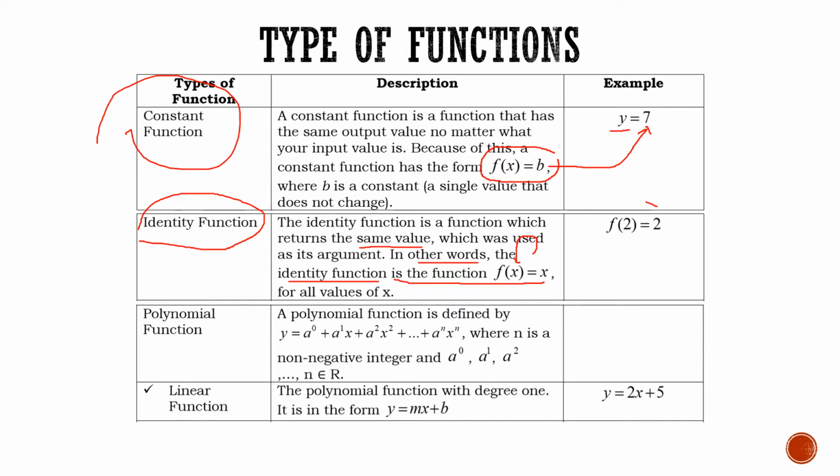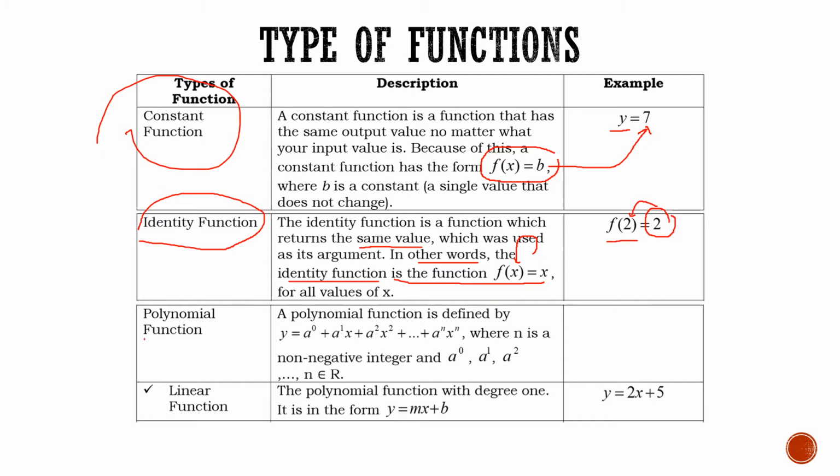For example, if we put 2 as the value of your x in the given function, then f of 2 is equal to the same value that we put as the value of your x variable in the given function.